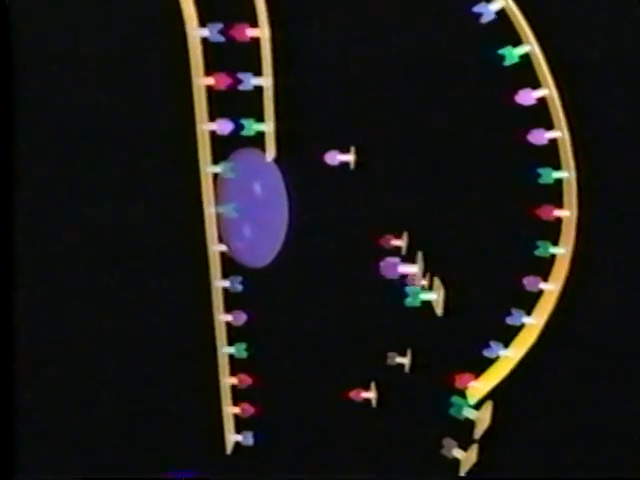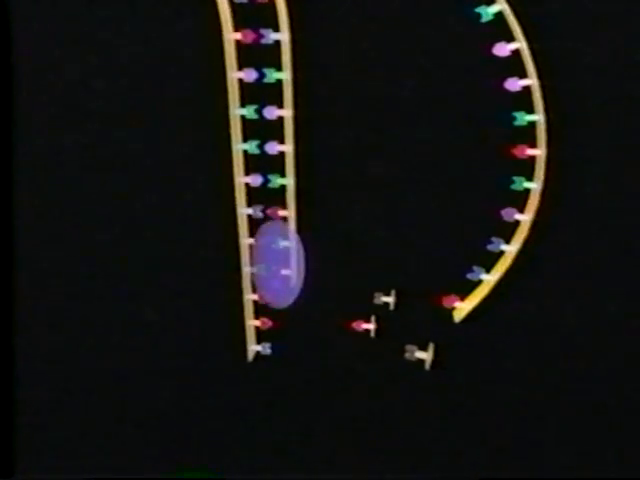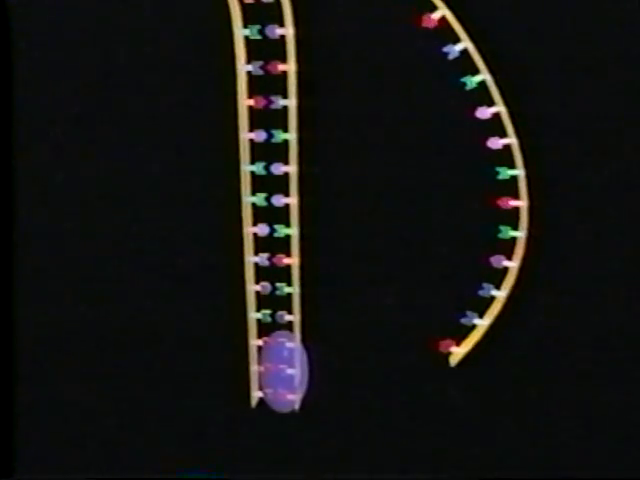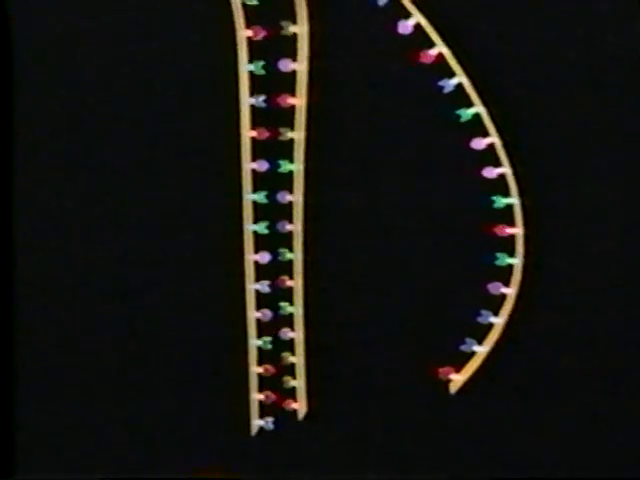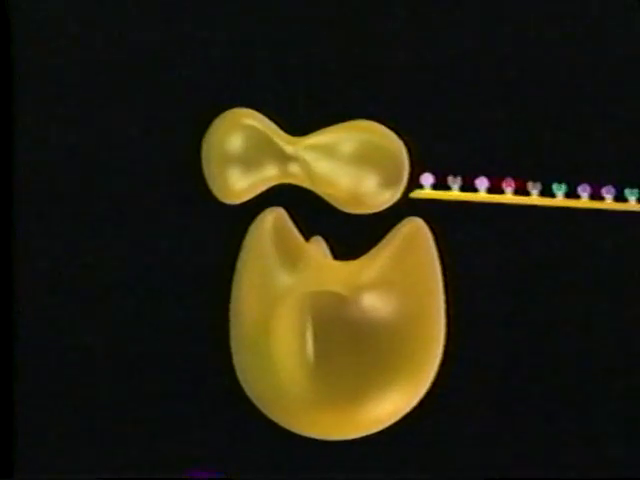Now the newly constructed messenger RNA molecule contains all the information to build a new polypeptide chain. It also has some non-coding segments. These are removed by other enzymes before the mRNA leaves the nucleus. When the messenger RNA molecule is complete, it's released from the nucleus.